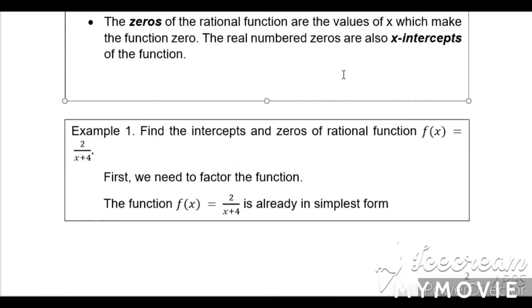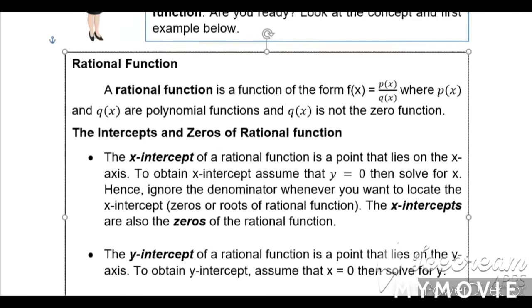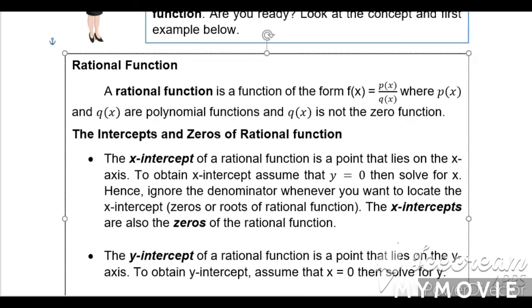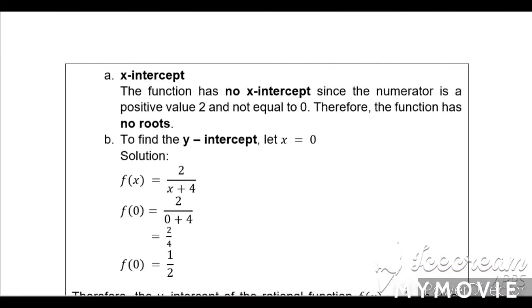So we have here example number 1. Find the intercepts and zeros of rational function f of x equals 2 over x plus 4. First, we need to factor the function. The function f of x equals 2 over x plus 4 is already in simplest form. But here, to solve for the x-intercept, the function has no x-intercept since the numerator is a positive value 2 and not equal to 0. Therefore, the function has no roots.